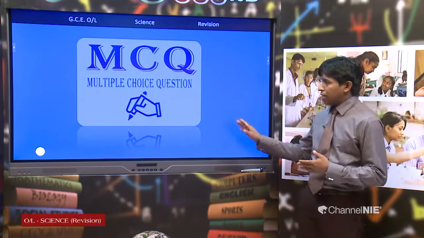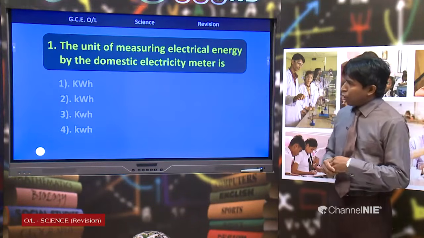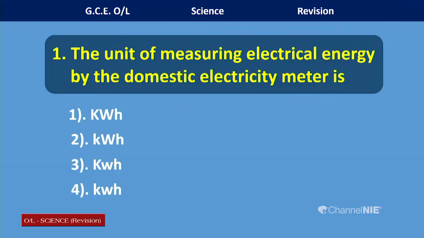So, let us start with question number 1. This is the first question: the unit of measuring electrical energy by the domestic electric meter. This is from your grade 11 syllabus, chapter 10, electricity lesson. You can see there are 4 answers.